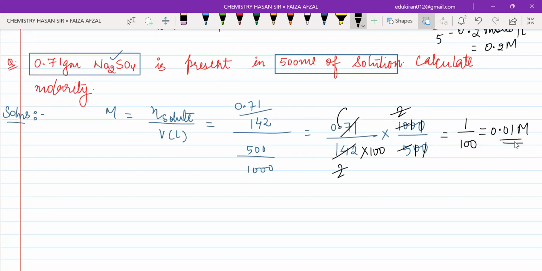Let me cross check it. Yes, sir, it is 1 upon 100. I forgot to add a 0 to 100 in the final answer. I wrote 10 instead. Oh, okay.